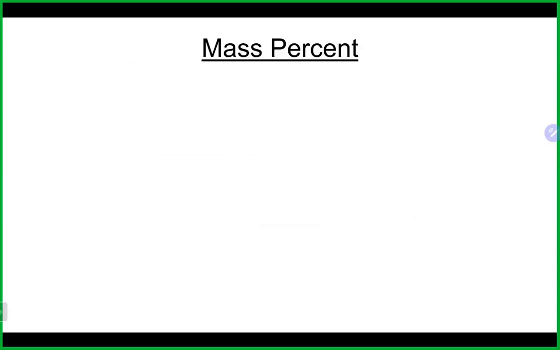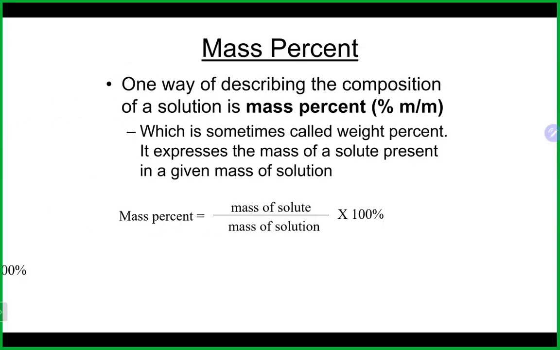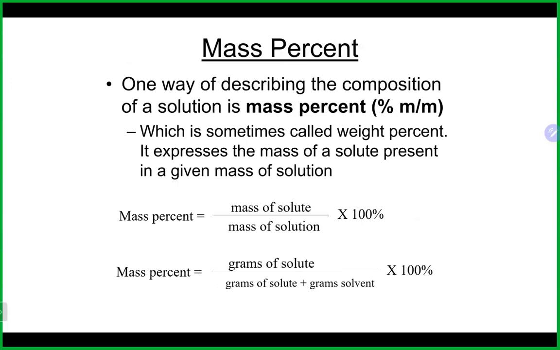All right, then let's talk about some other, more common units of concentration. The first one we're going to talk about is mass percent, sometimes referred to as percent mass, or m/m. It is the mass of the solute divided by the mass of the solution times 100%.